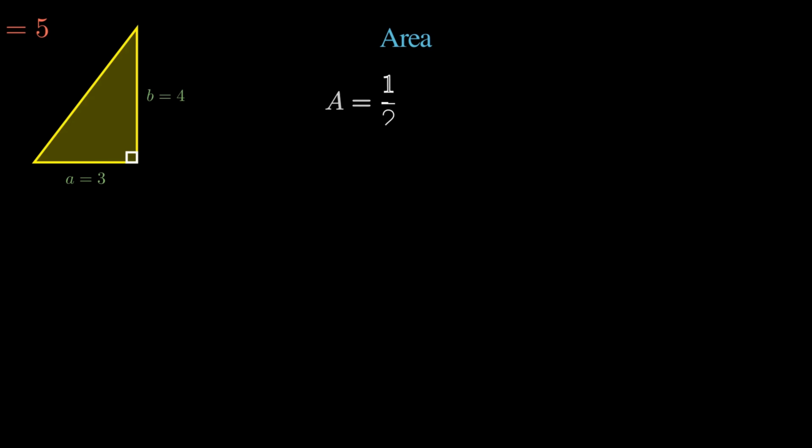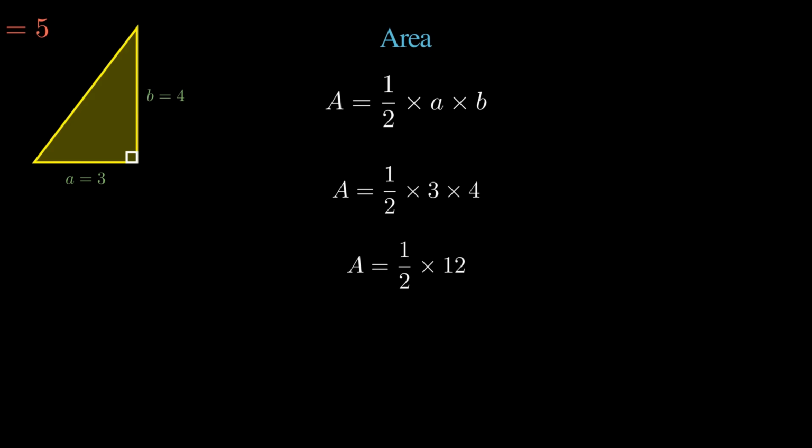The area of a right triangle uses a beautiful formula. A equals 1/2 times base times height. For right triangles, we can use either leg as the base and the other as the height. So our formula becomes A equals 1/2 times A times B. Using our example where A equals 3 and B equals 4, let's calculate the area.